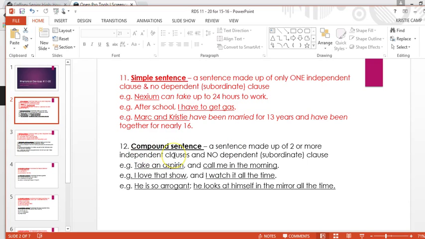Number 12 is a compound sentence. A compound sentence is a sentence made up of two or more independent clauses and no dependent or subordinate clause. Now, we've already talked about these in terms of when we use a comma and a fanboy or when we use a semicolon. But either way, each one of these can stand alone. But we want to put them together in one sentence. So we do it either with a comma and a conjunction or a semicolon. For instance, take an aspirin. That could stand alone. Call me in the morning can stand alone. Take an aspirin and call me in the morning. We put it in one sentence. That's a compound sentence.